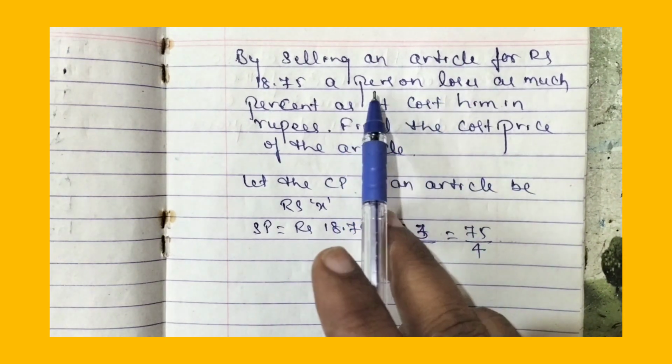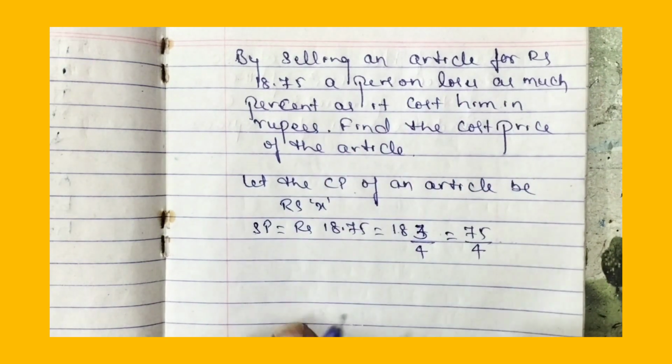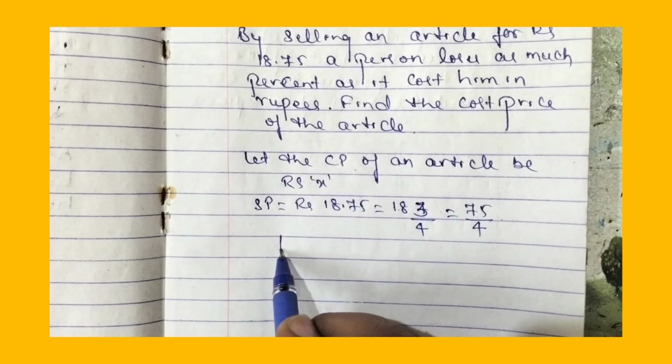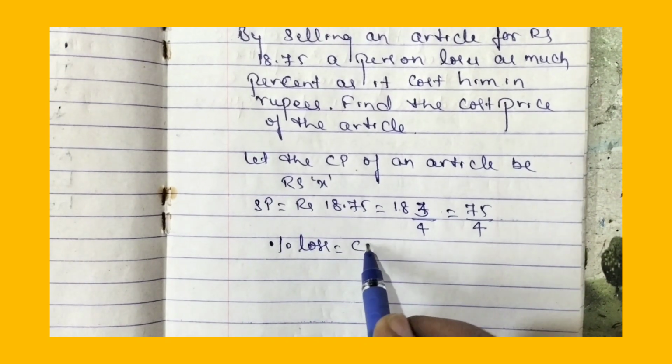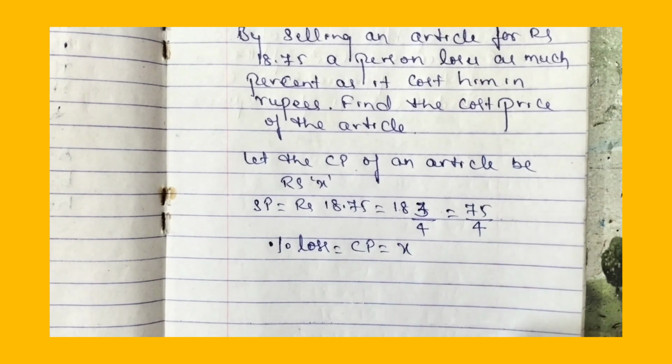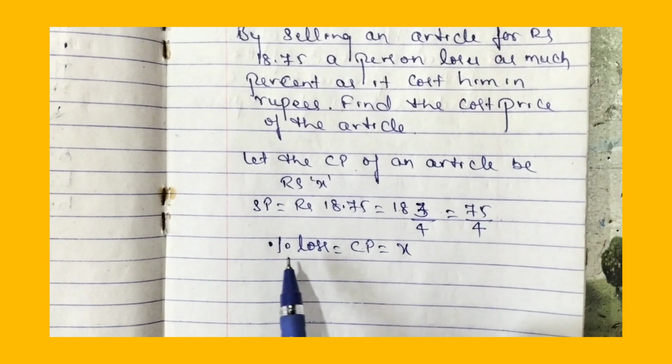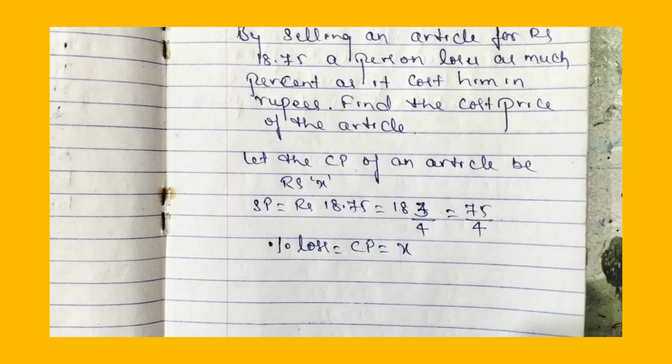He told that a person loses as much percent as the cost price. That is, percentage loss is equal to cost price, which is equal to x, because cost price is x and percentage loss is also x.